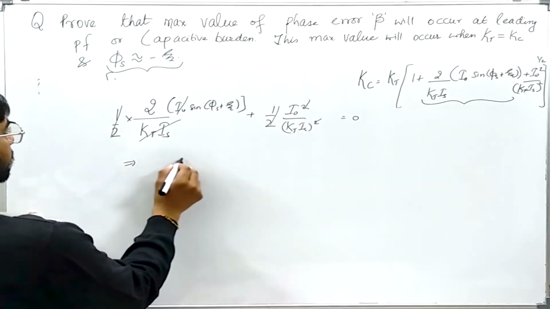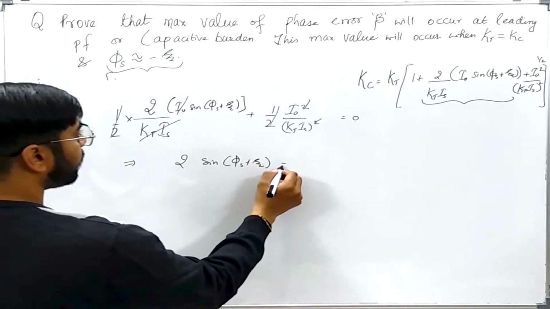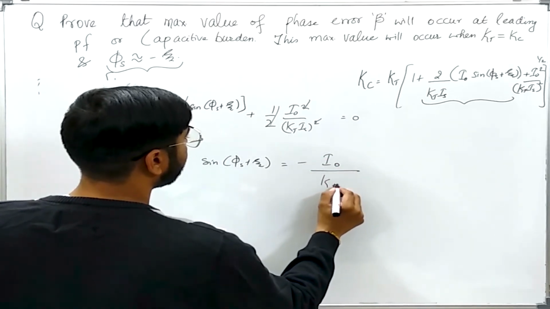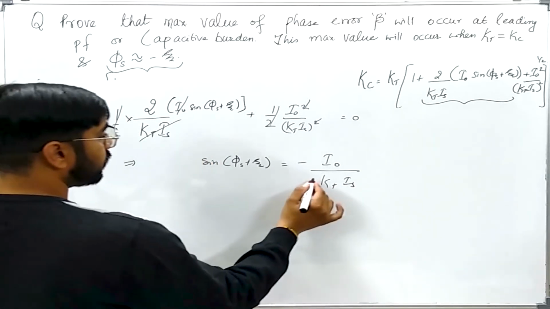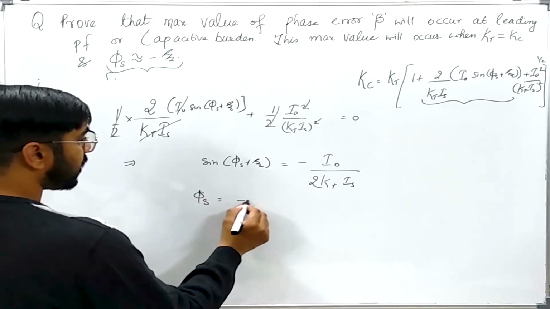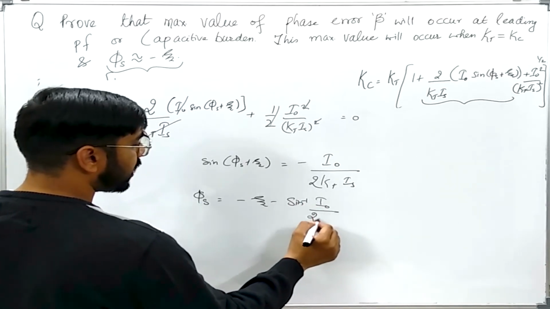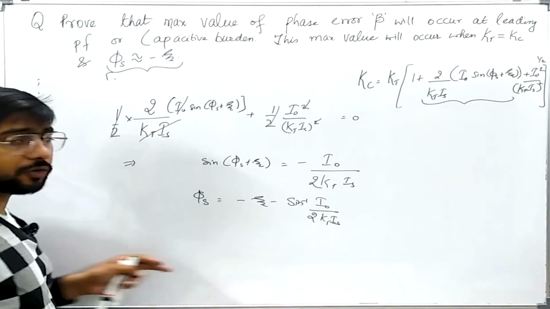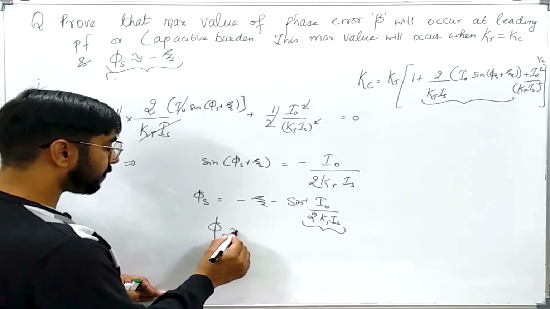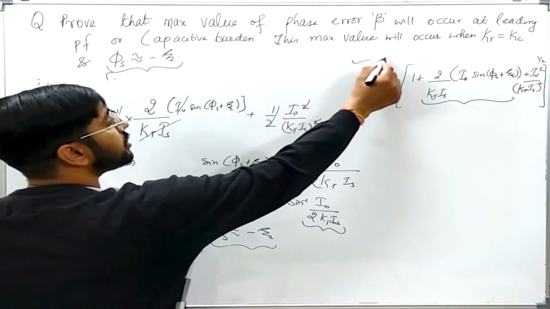It implies 2 sine phi s plus zeta should be equal to minus I naught over kt is, or this 2 will come here, or phi s should be equal to minus zeta minus sine inverse I naught twice of kt is. Now similar to the previous slide, we can neglect this term, so phi s is approximately equal to minus zeta, and for this case kc is equal to kt.